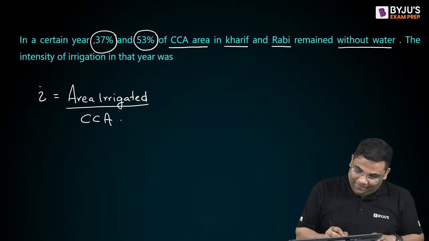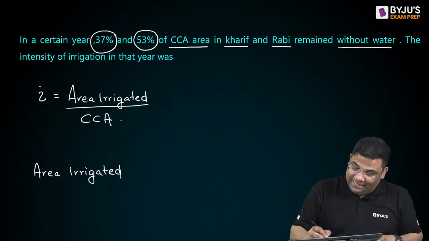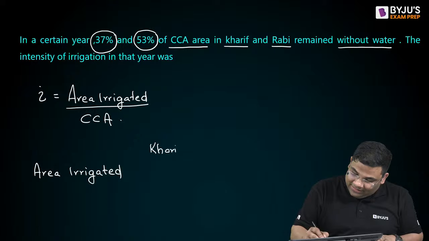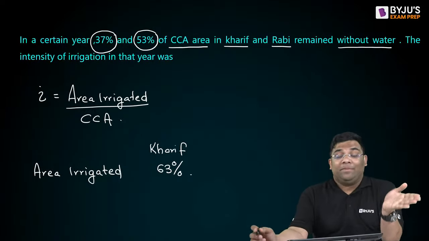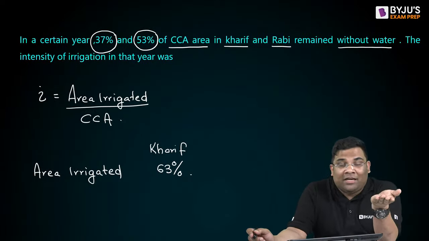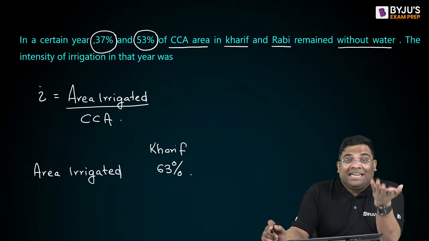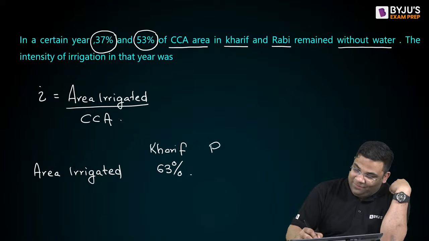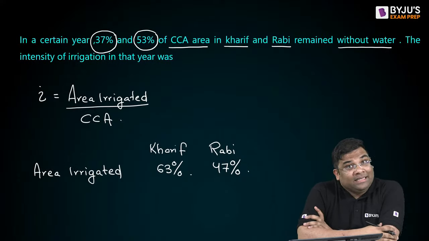So can I say the area irrigated in Kharif season is 63%? Yes or no? Tell me. Yes, this is the area irrigated in Kharif season, because when I am saying 37 remained without water, that means the rest 63% was provided with water. I can say that much area is irrigated, right? Yes. And in the Rabi, I can say that 47% is irrigated.